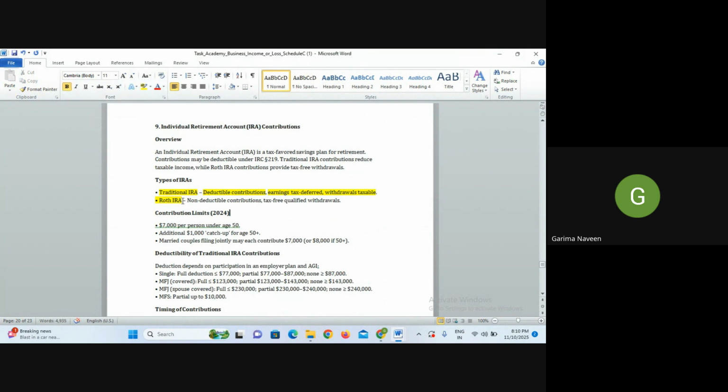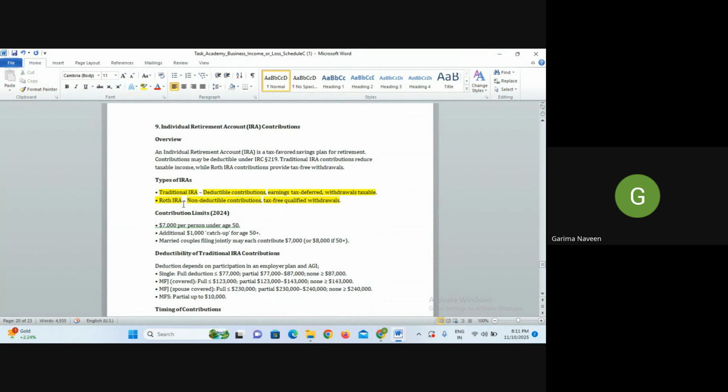But in Roth IRA, if you are contributing to a Roth IRA, then it is a non-deductible contribution, meaning you do not get any deduction in your form 1040. And also, if you are receiving the distribution, then it should be tax free. But the condition is for a qualified withdrawal. If it is a qualified distribution, then only it is tax free. But if it is a non-qualified distribution, then you have to pay some taxes, which we discuss in detail in the below slides.